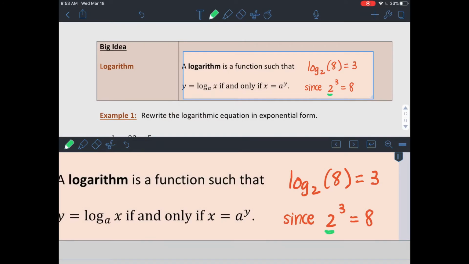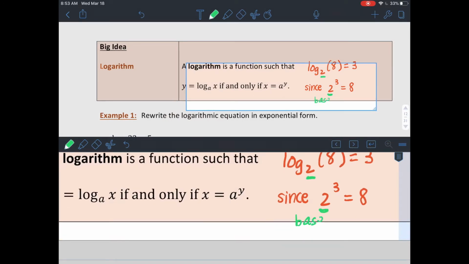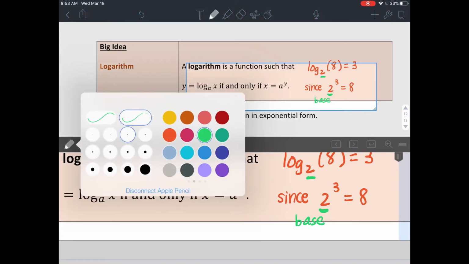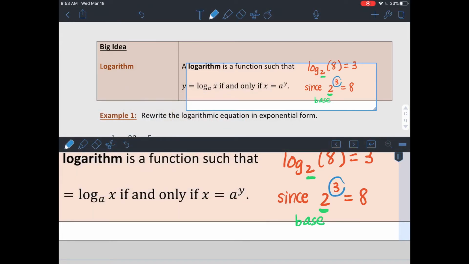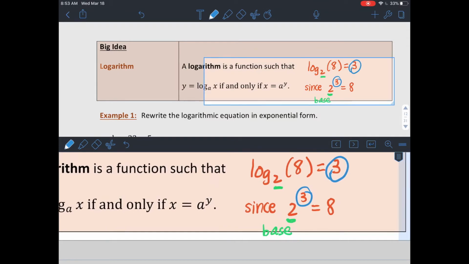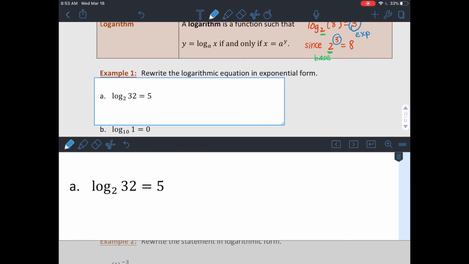So a logarithm is equivalent to an exponential function. The base on the logarithm matches the base on your exponential function. The logarithm equals the power that you raise the base to get what's on the inside. So you can go back and forth between logarithmic form and exponential form.